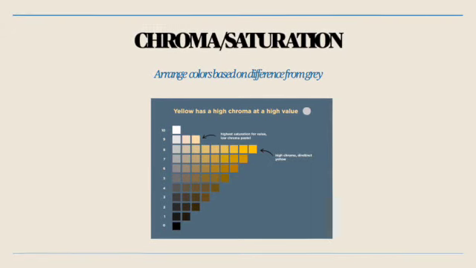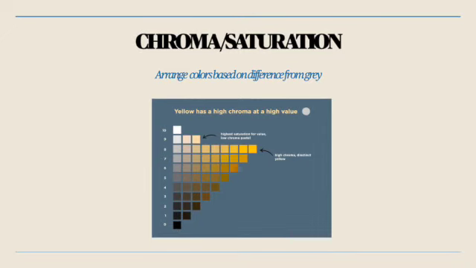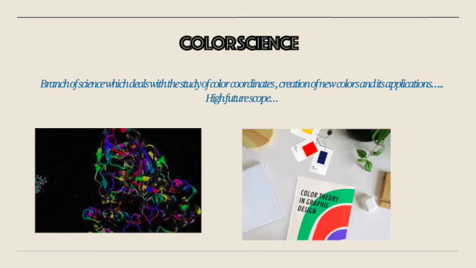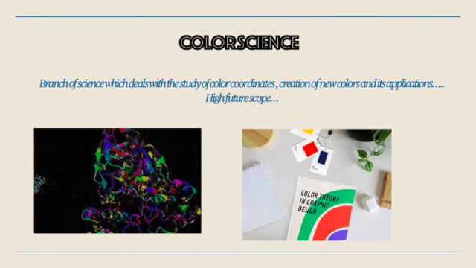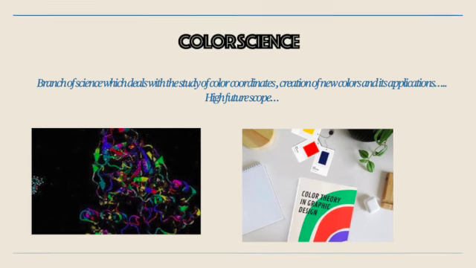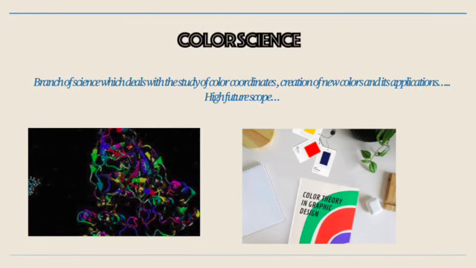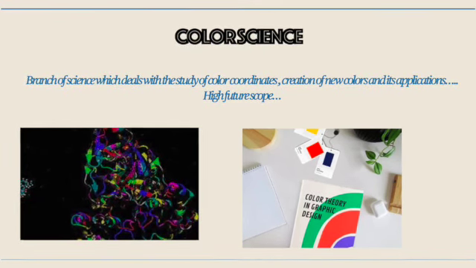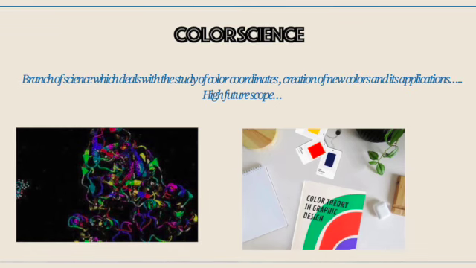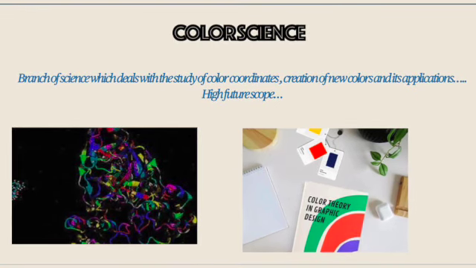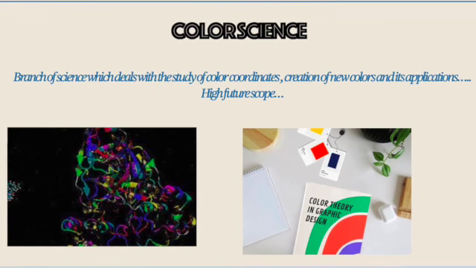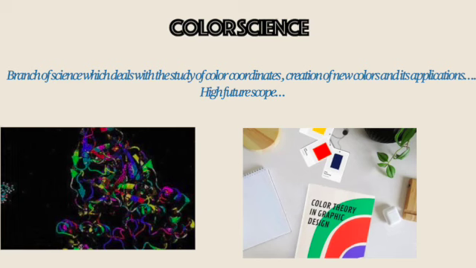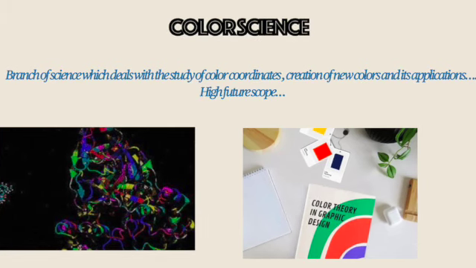So it is actually a transition from color gray to more of the light colors or white colors. Color science is a branch of science which deals with the study of color coordinates, construction of new colors, and its application in daily life. This is a growing branch of science which deals more with colors. As it is a growing branch, it has a lot of opportunities in lab sections or jobs. Also, in future, it has a lot of opportunities.